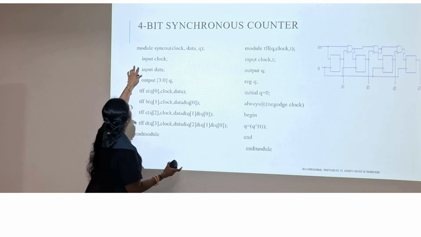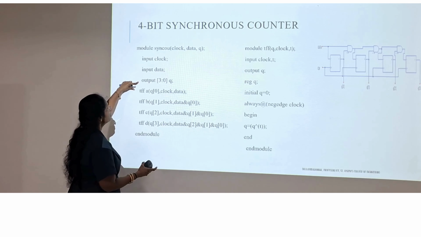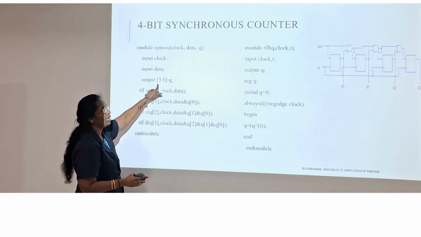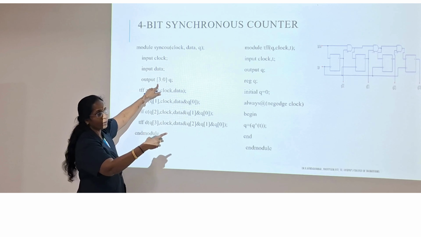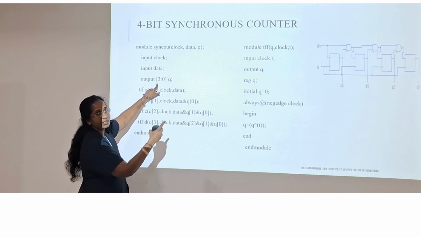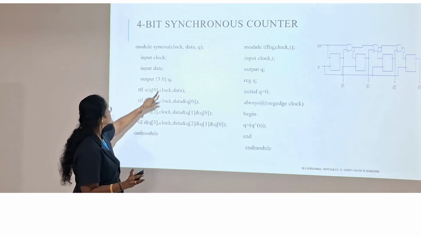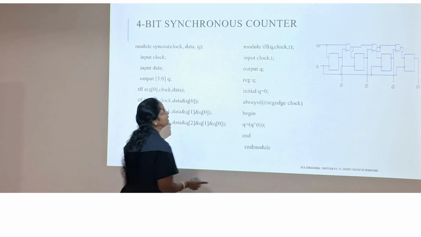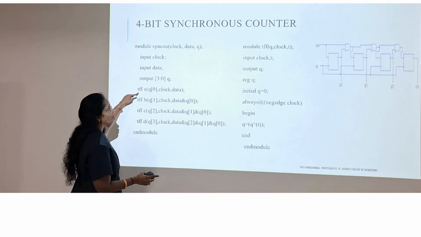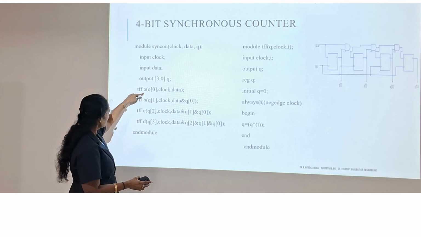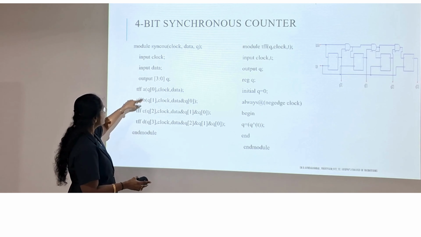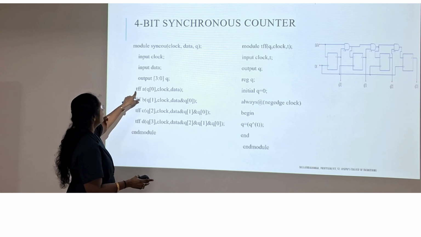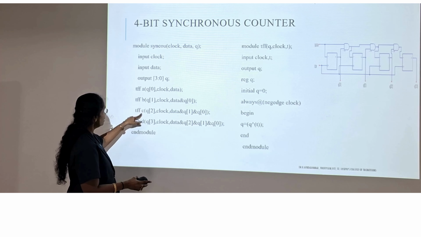So, input clock and then input data. You see that output is going to be my 4-bit value, therefore 0 to 3. That is, 4 flip-flops are taken and their values all together are taken to derive a value. And then the first, what is the name of this module I have given? TFF. And what is the name I have given for each instance? This is A, B, C and D. The first instance is referred to as A, the second instance is B, then C and D.